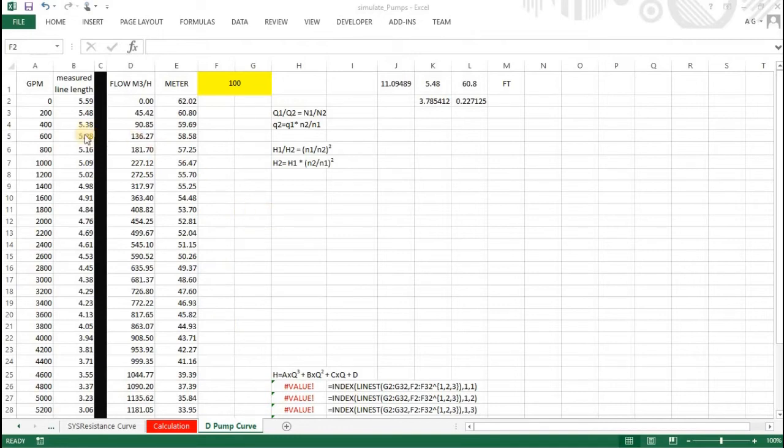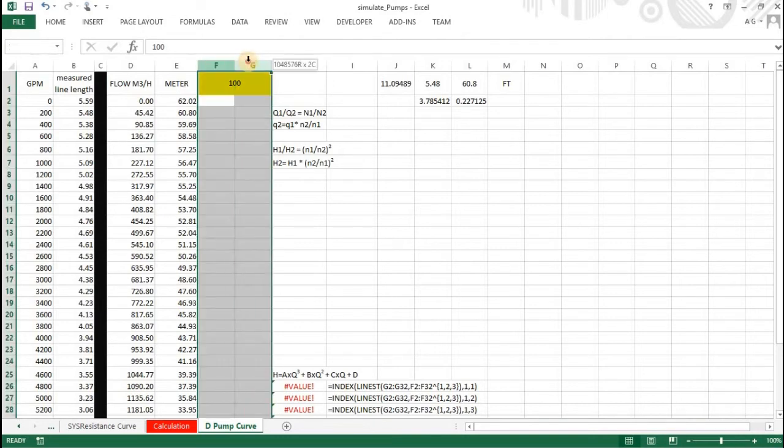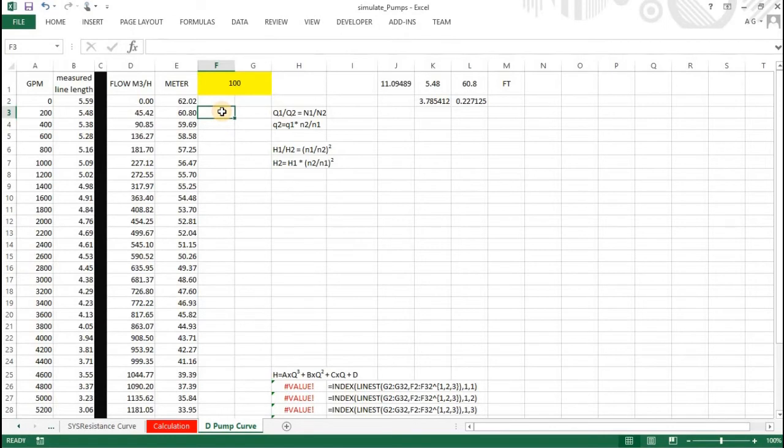So here is the Excel sheet, and in this column we enter the gallon per minute. This is the measured line lengths. Then I have some scaling, convert them into meter cube versus meter. And in this cell I will put the speed of the pump. So let's say assume it's 100%, so it should be exactly the same speed here. So in these two columns, F and G, we will have the current speed effect on the flow rate and meter cube. So I will have the flow rate and the head on those two columns.